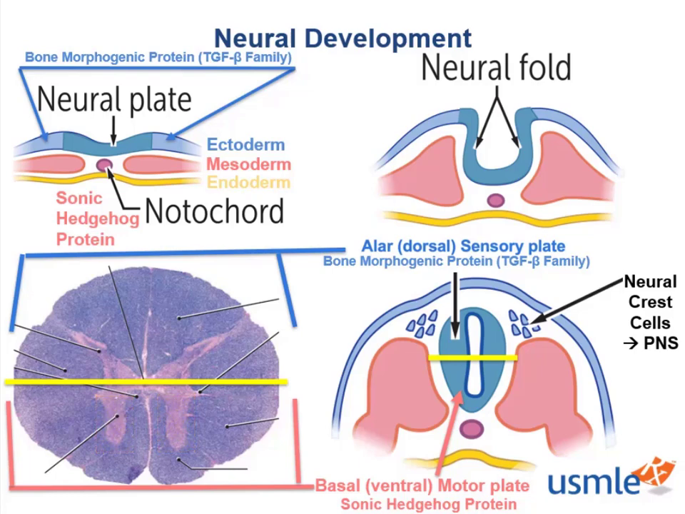Overall, the key point to understand is that neurodevelopment and patterning via the bone morphogenic protein and the Sonic the Hedgehog protein signaling results in the dorsal afferent sensory patterning and the ventral efferent motor patterning of the nervous system.